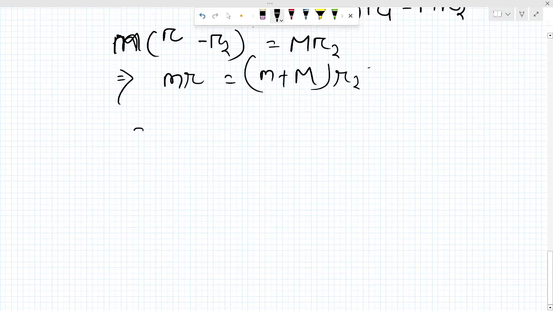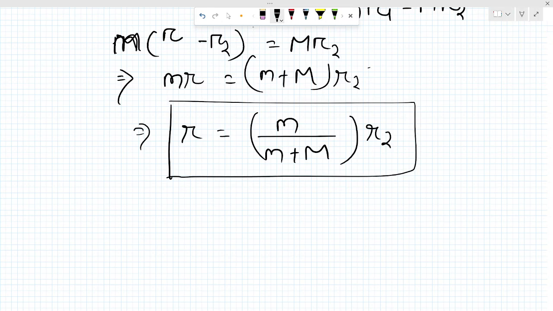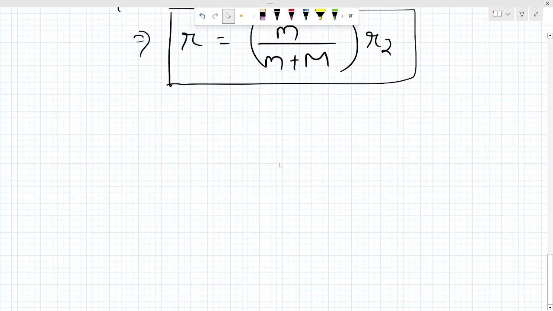So what is my radius? That is, r will be equal to radius, no, it is a distance. Okay, r will become how much? Small m upon small m plus capital M into your r2, isn't it? Yes. Give it a box, give it an equation number, equation number 4.